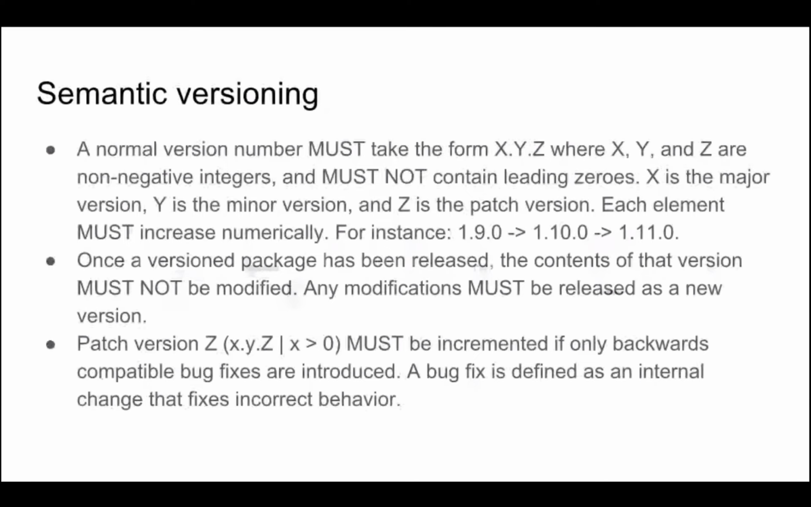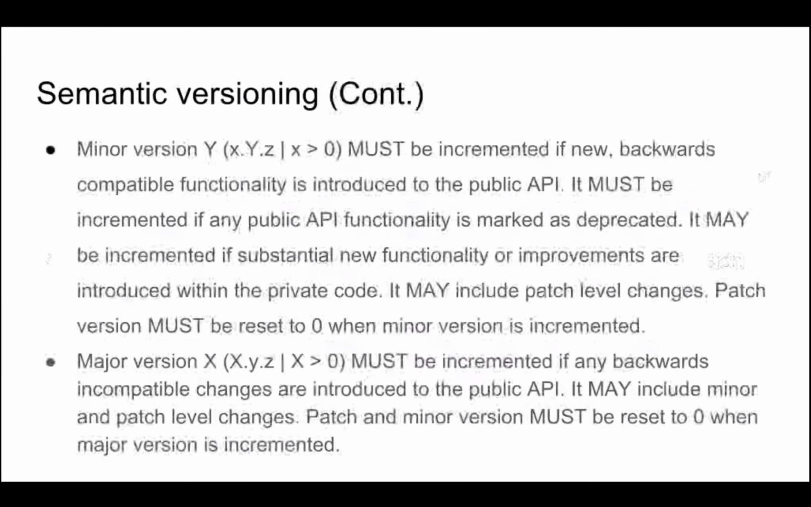A patch version, which is Z in this case, must be incremented if only backward compatible bug fixes are introduced. Backward compatible, I hope everybody understands what that means. So if it's a backward compatible bug fix, then you change Z. The minor version is incremented if backward compatible functionality is introduced. I'll not read the full paragraph; you can just read it on the website. The major version must be incremented if any backward incompatible changes are introduced.